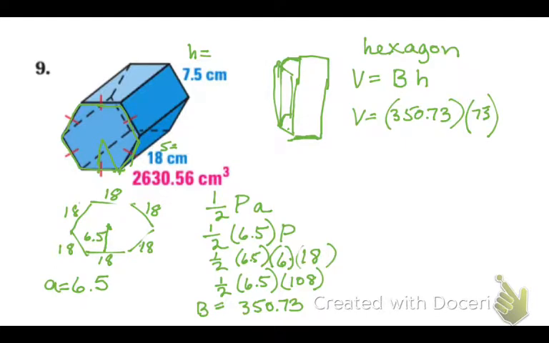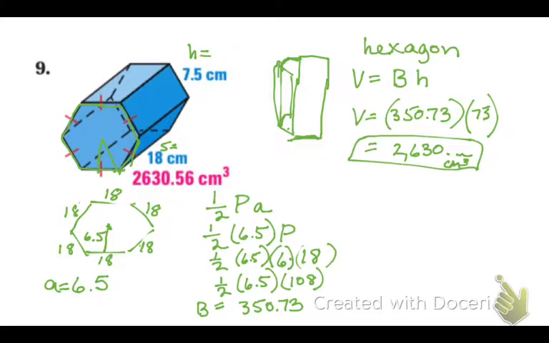Okay, and that equals roughly what's here in the pink, 2,630 point something. They used 56. I think this comes out a little bit different, but it's not that big a deal. So the volume of this pyramid is 2,630 and some odd centimeters cubed.